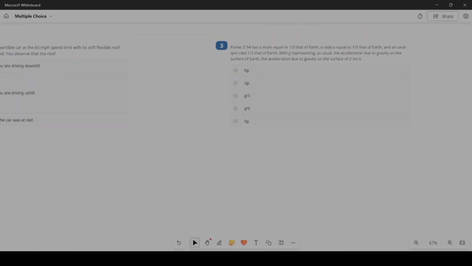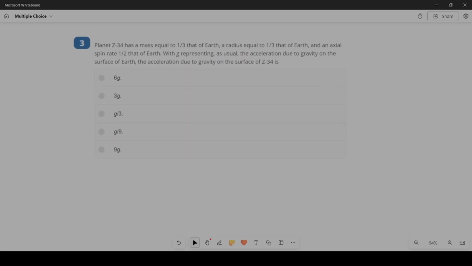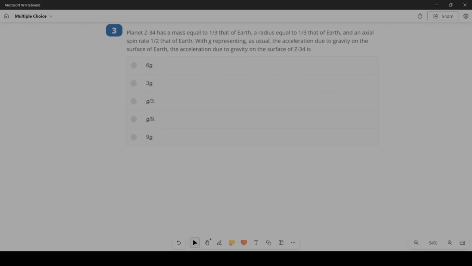Okay, let's do this one. And that's going to be the last. So planet C34 has a mass equal to 1/3. So it's planet C. Mass of planet C equals 1/3 mass of Earth. Radius of planet C equals 1/3 radius of Earth.